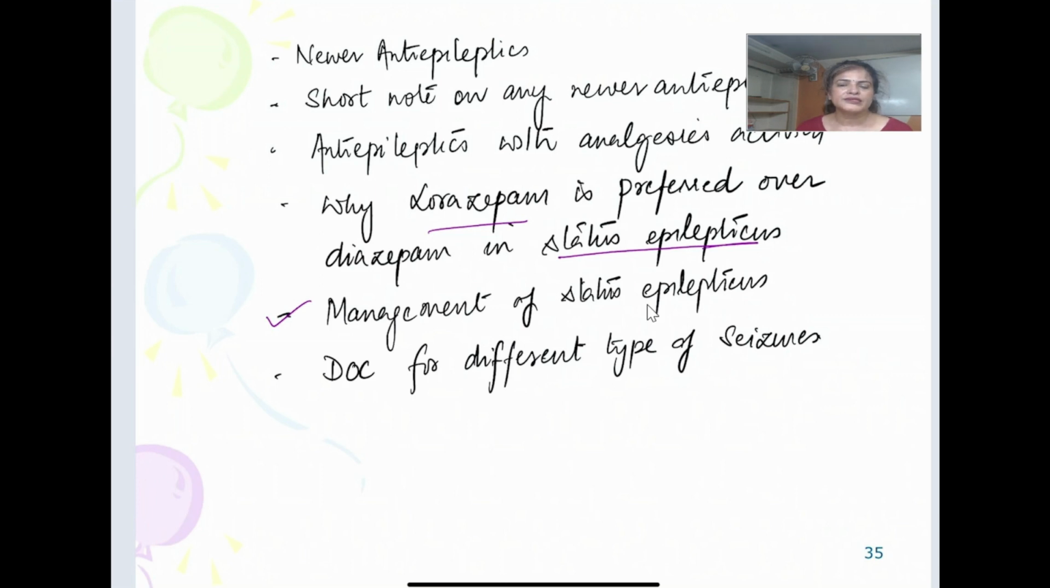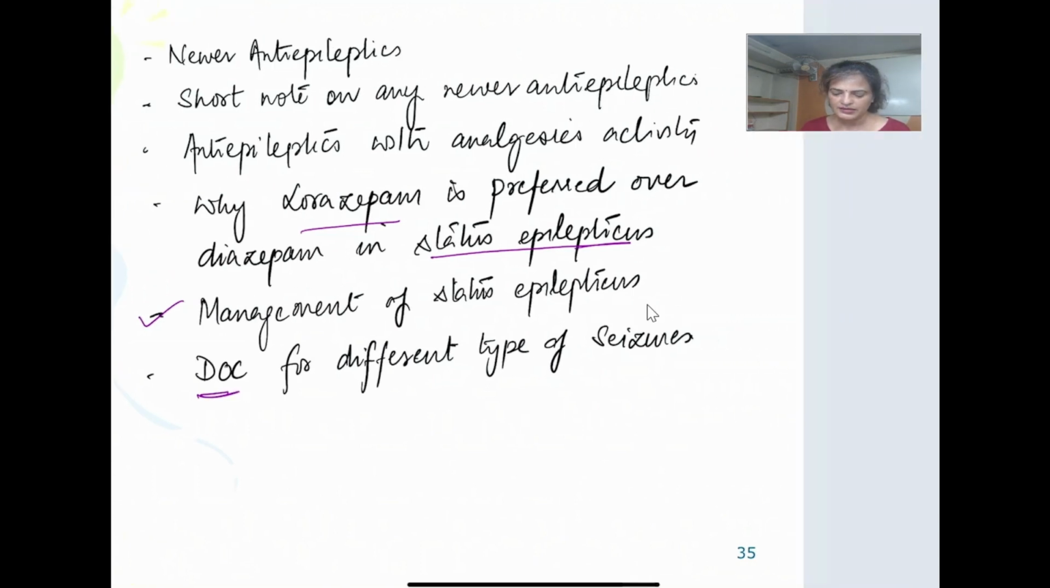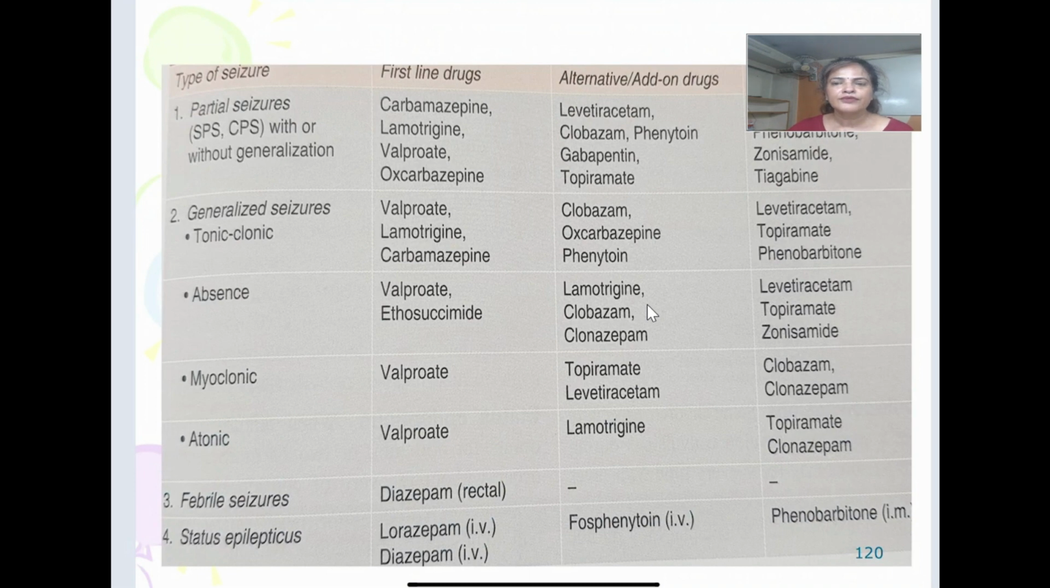Then the drug of choice for the different types of seizure, all these are important. This is usually asked in a multiple choice question. I have just scanned this from the Tripathi. So you can see here the drug of choice they have given for the different seizures. So one thing which I want to highlight so that you can remember, because I told you that valproate is a broad spectrum anti-epileptic drug.